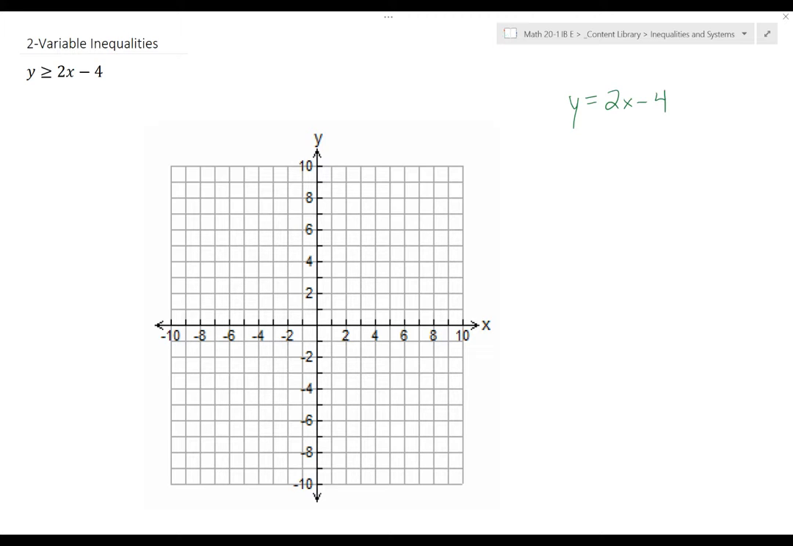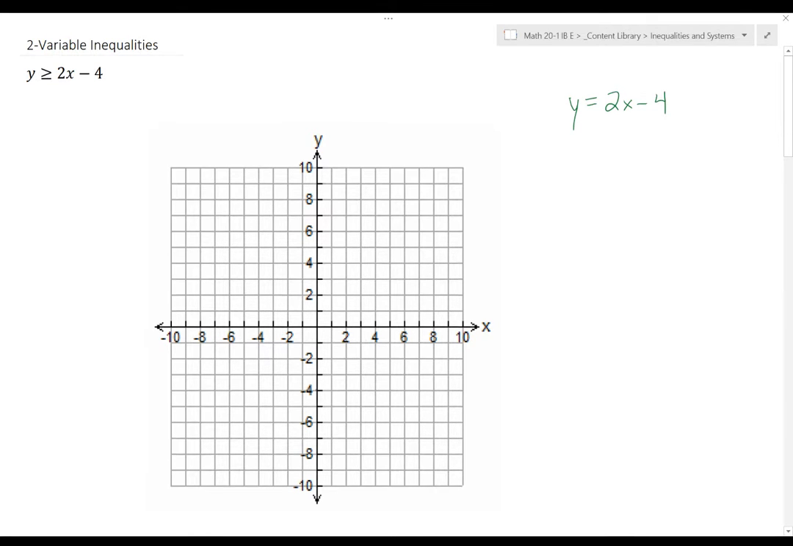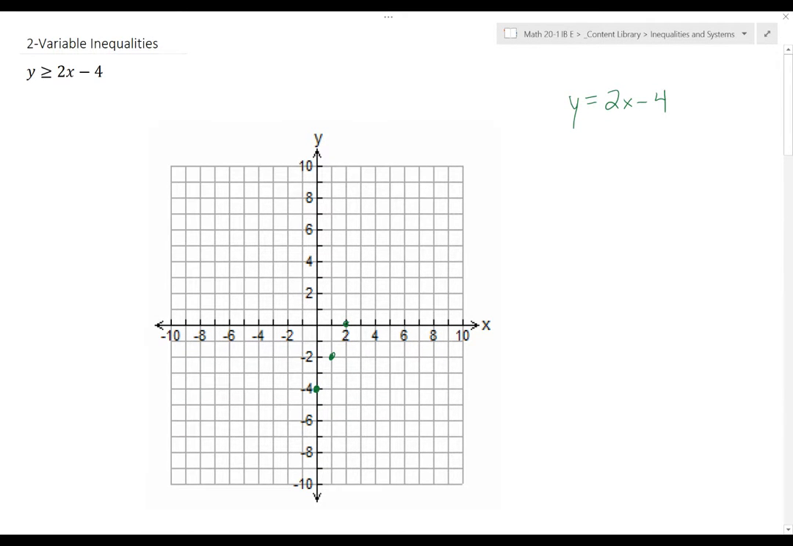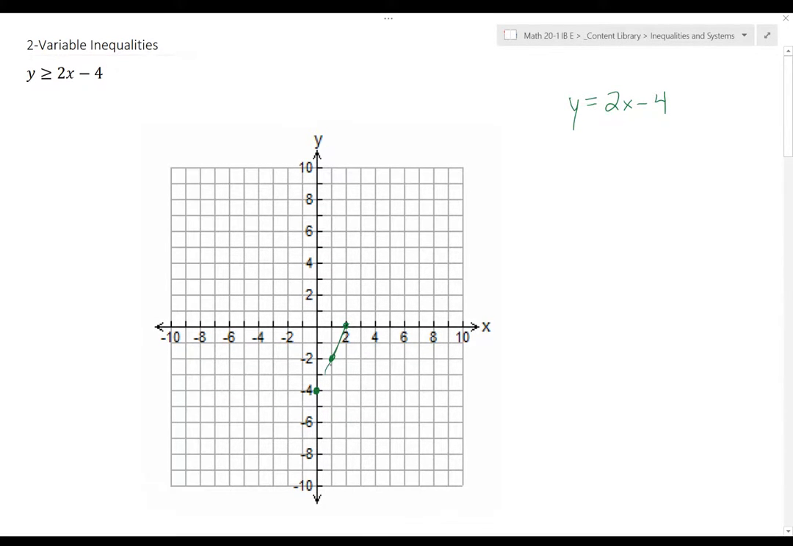But we know that this equation represents a line. More specifically, all of the points on that line are coordinates for which the x and y values satisfy this equation. So the points on that line are also going to satisfy this inequality. So let's go ahead and draw that line. Y equals 2x minus 4, so I have a y-intercept at negative 4, slope of 2. So I'm going to end up with a line that looks something like this.